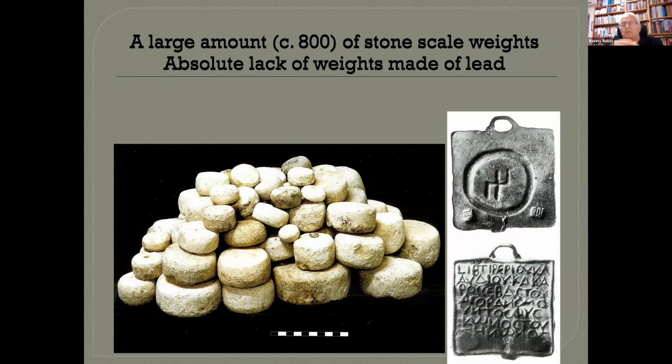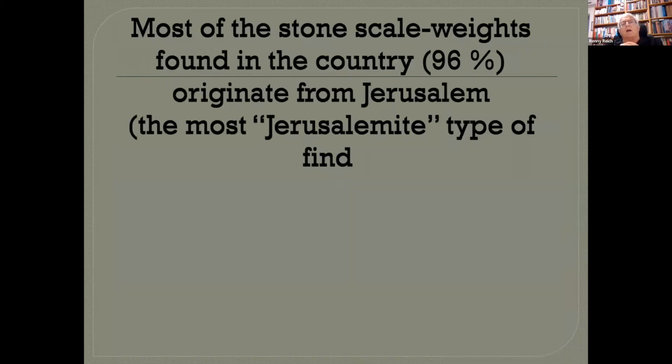And by the way, please next. It is interesting, but most of those stone scale weights come only from Jerusalem, 96%. There's one found in Gamla, one in Qumran, one in Ein Gedi, 10 in Masada, but in Masada we know there were people who fled from Jerusalem, probably taking with them 1 or 2 weights, who knows. So it's a very typical Jerusalem type of find.